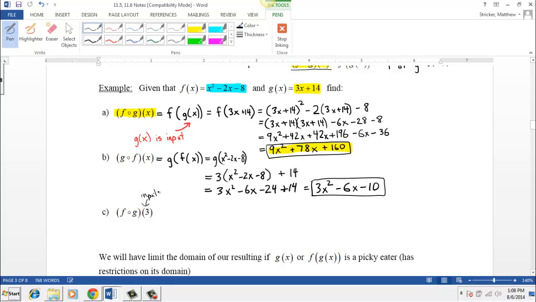That's the input. So we can just take 3 and plug it into this new expression, this 9x squared plus 78x plus 160. And so that would look like 9 times 3 squared instead of the x squared, plus 78 times the 3, plus 160. Of course, 3 squared is 9. 9 times 9 is 81. 78 times 3 is 234. And then plus the 160. We add all those together, we get 475.